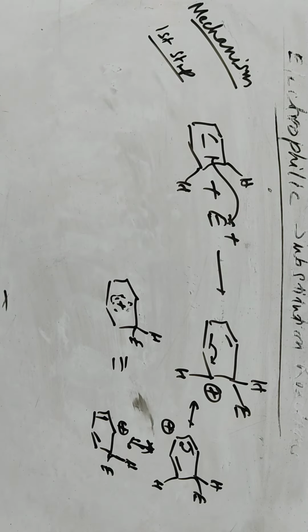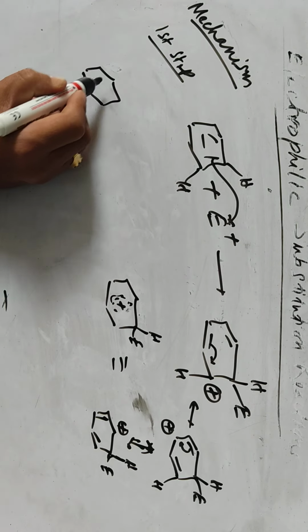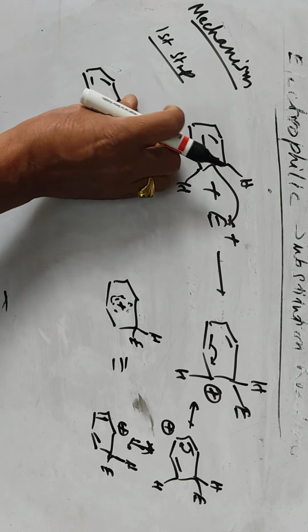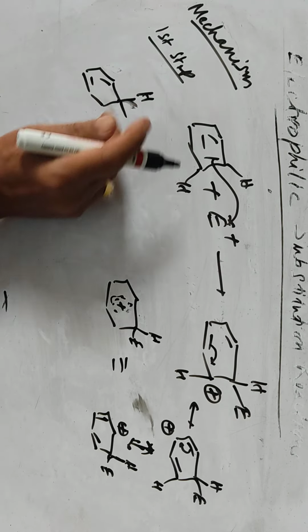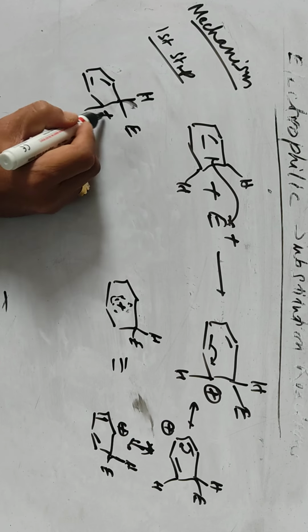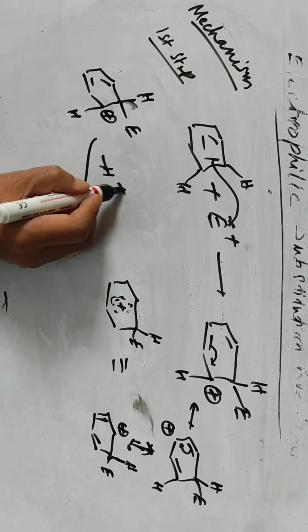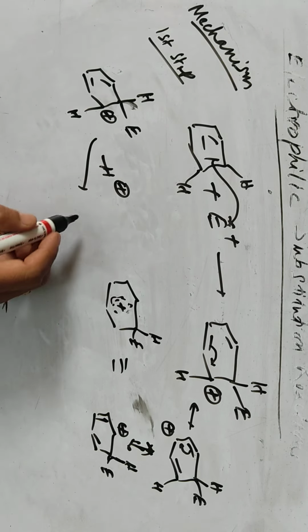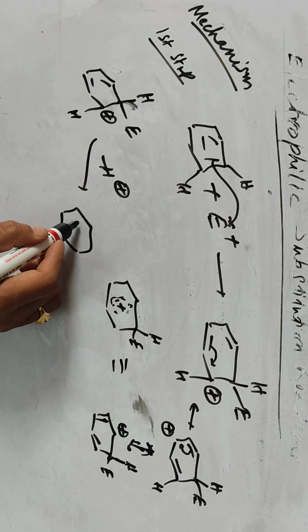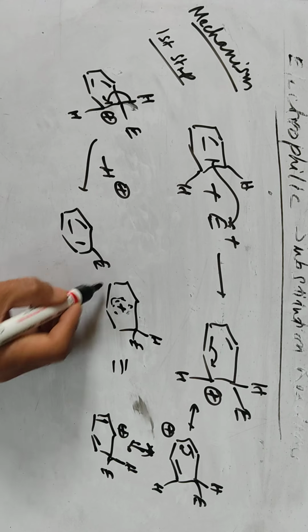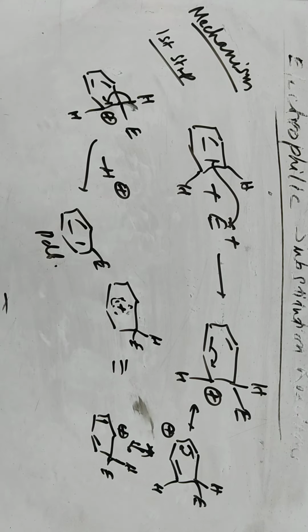The electrophile attacks the benzene ring to give a carbocation. Then this carbocation can undergo loss of one proton, the positive charge. With the loss of this one proton, the aromatic system is returned back. So the product is now aromatic.